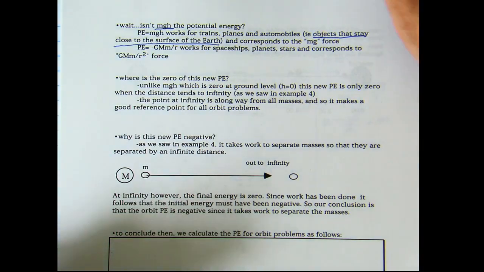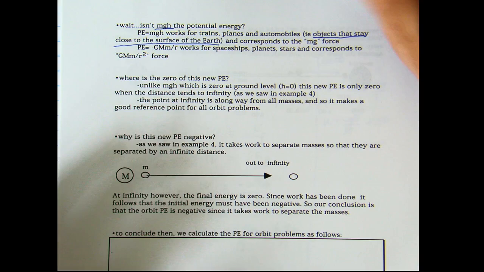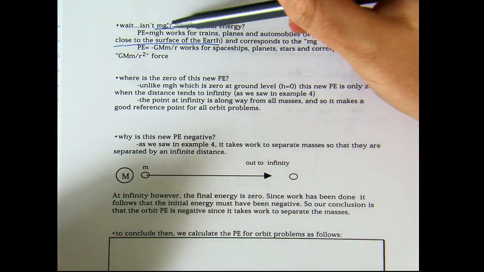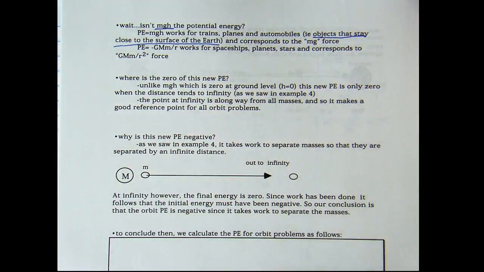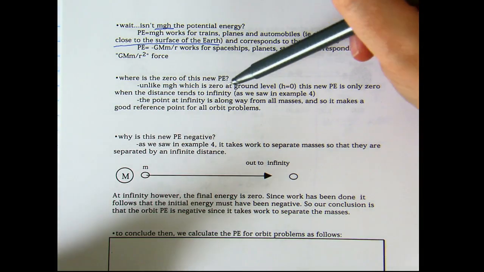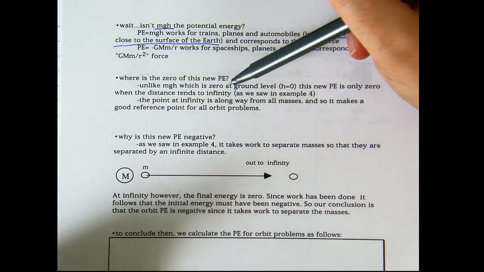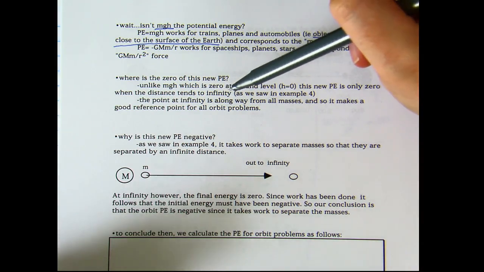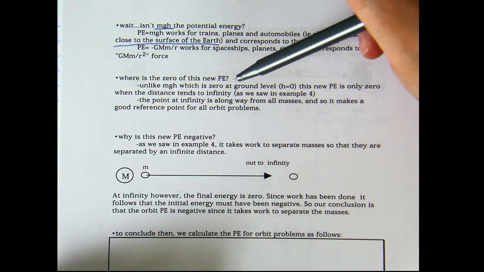The question that you've probably not asked is, where is the 0 for the new potential energy? For the first potential energy we looked at, we said we can put 0 wherever we want, wherever makes sense, whether it's the top of the table or the bottom of the mountain. Wherever it makes mathematical sense is where we're allowed to put 0. Here, it doesn't work quite that way. And I'll show you why that is.